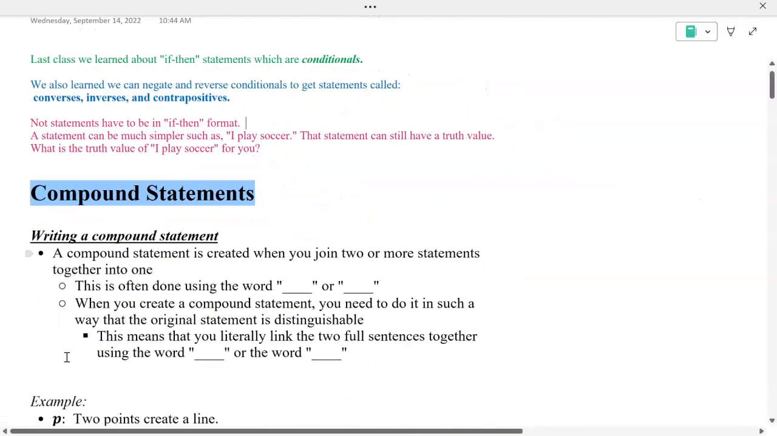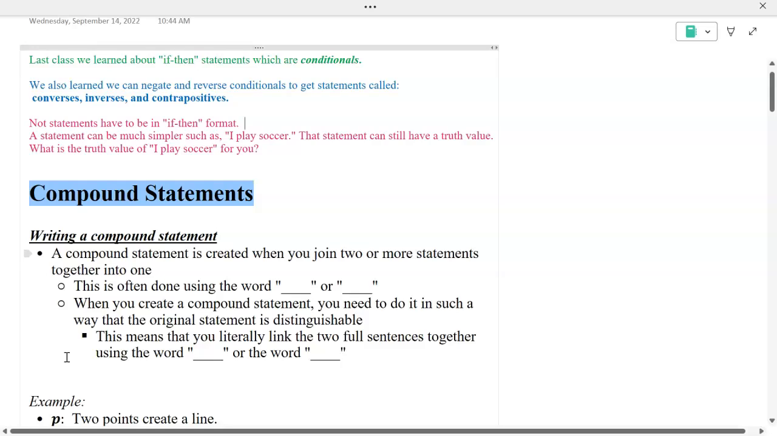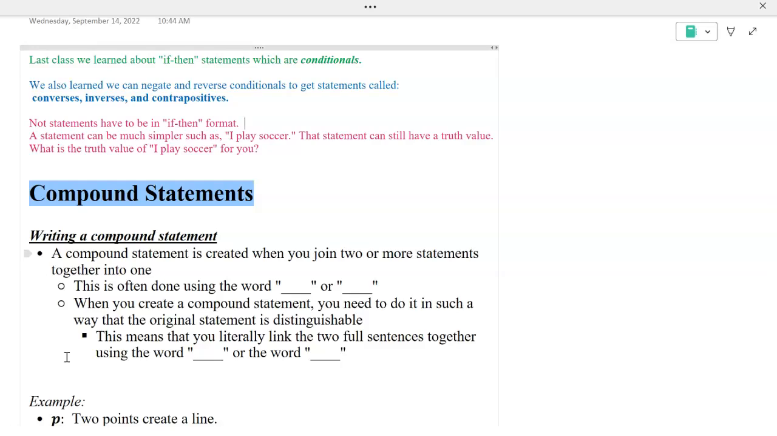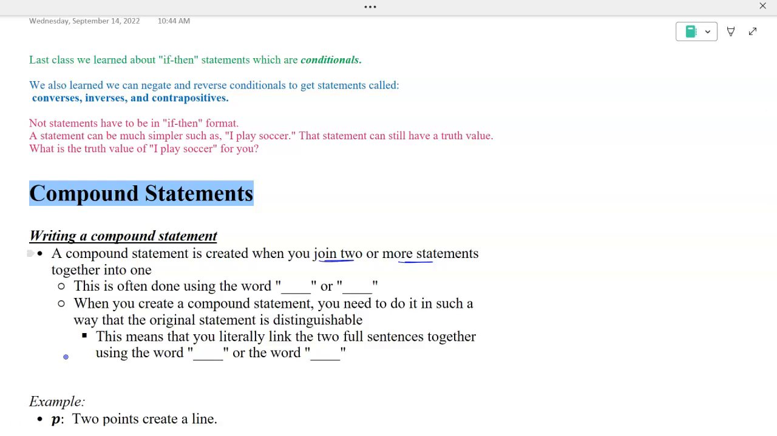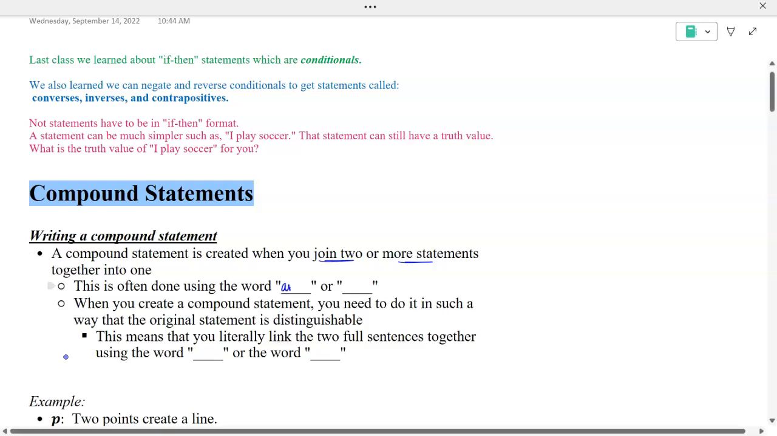So today we're going to talk about different kinds of statements. We're going to talk about compound statements first, and then we're going to get into truth tables. So when you're talking about a compound statement, you talk about this in English, but today we're going to talk about how we can do this in math.